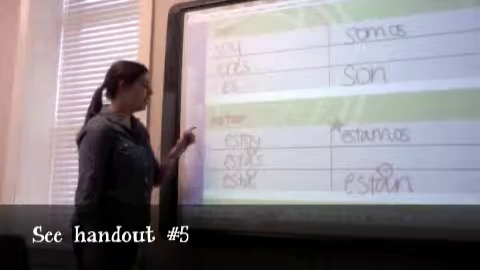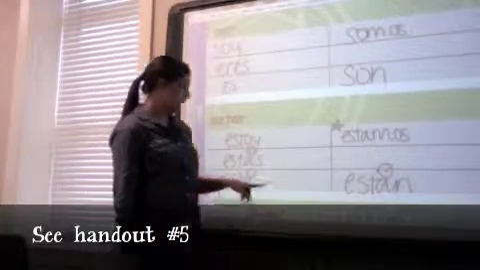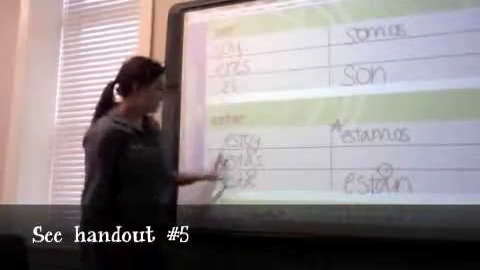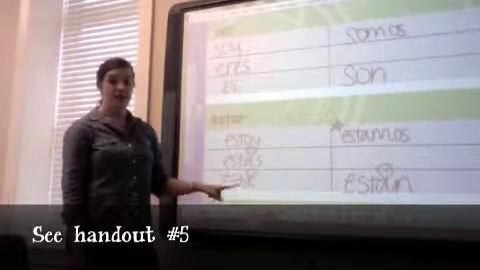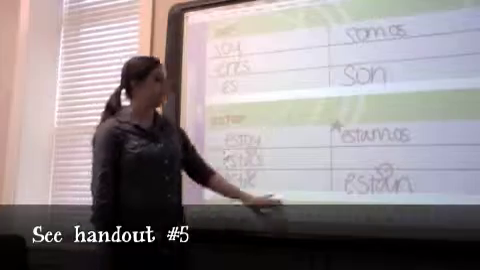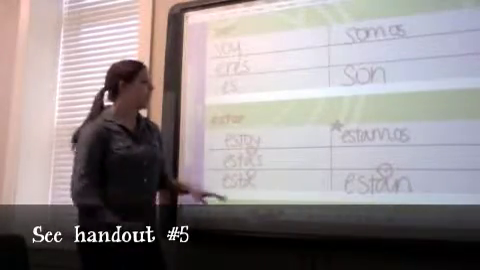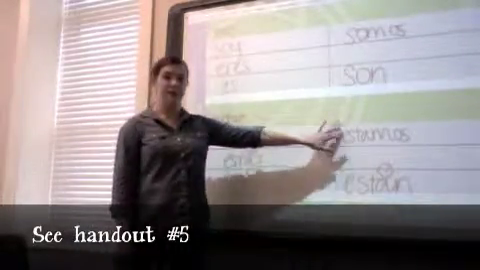And then with estar, estoy, estás, está. Estamos, están. And note that these three forms have accents over the A in the end of the conjugation. Estoy is irregular, and estamos we don't touch. It's regular. Just remember that it's the regular one.